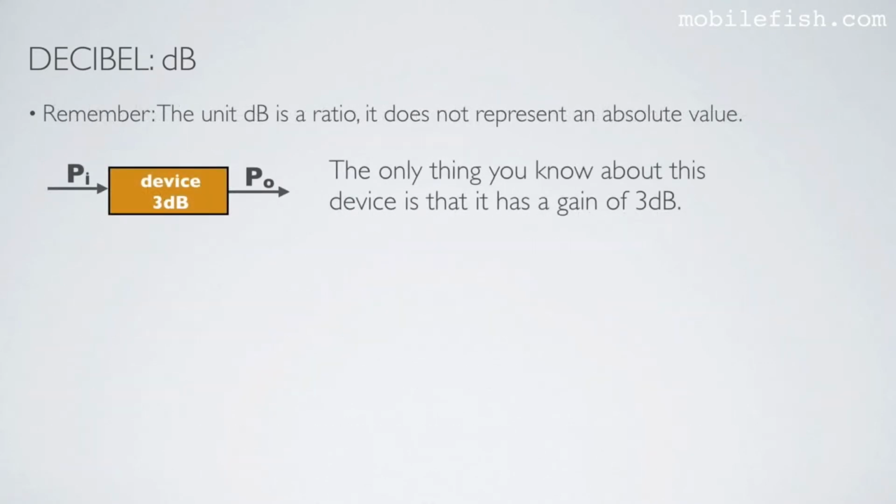So remember, the unit dB is a ratio. It does not represent an absolute value. If you look at this device, the only thing you know about this device is that it has a gain of 3 dB. You don't know its input power and you don't know its output power.